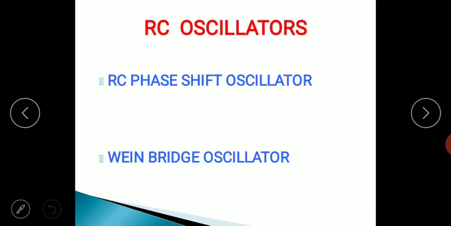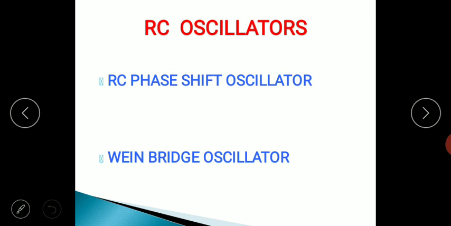As I said, today we will be discussing two oscillators. There are various oscillators as I already told, but in your syllabus we are discussing only two oscillator circuits, and those are two RC oscillators, called the RC phase shift oscillator and the Wien bridge oscillator. In fact, this I also told in the previous class.